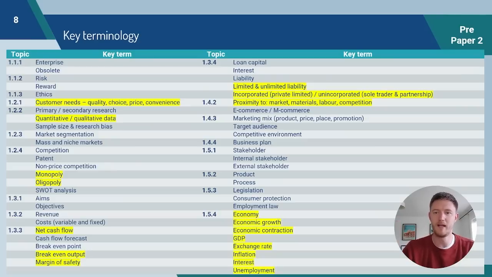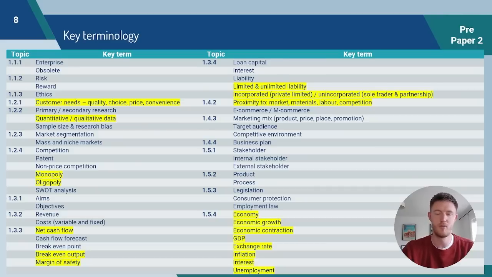Limited and unlimited liability and incorporation we're going to talk about at the end. I've highlighted proximity to the market, materials, labour, and competition just because it's a reasonably tricky subject. It's just about where a business chooses to locate their premises, whether that's a factory or a store, and whether they want to be close to the market, so close to customers, whether they want to be close to materials, in particular if their materials perish on the journey in a short time, so you maybe can't have your premises too far away because the materials might break or perish before they get there or not last very long.